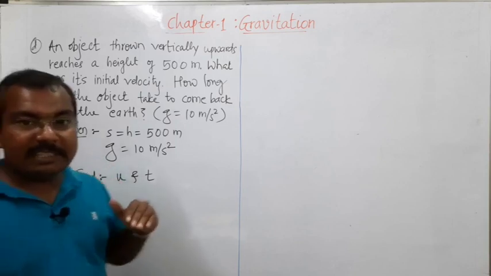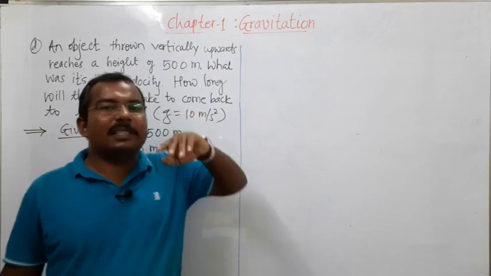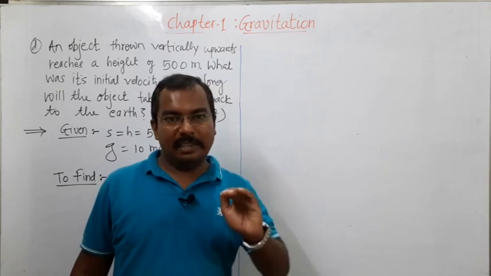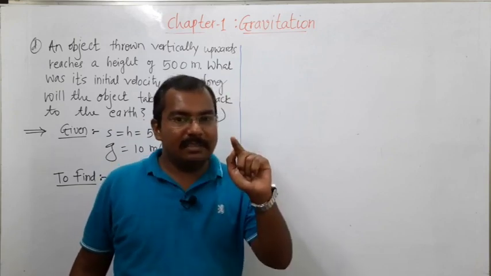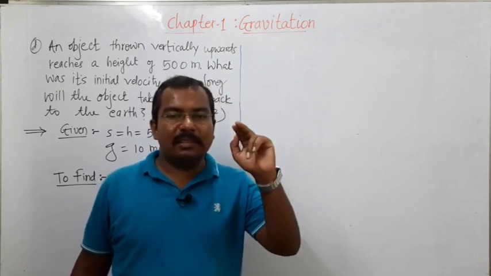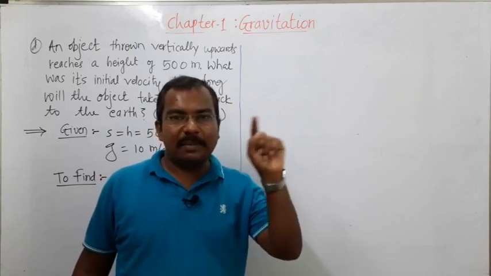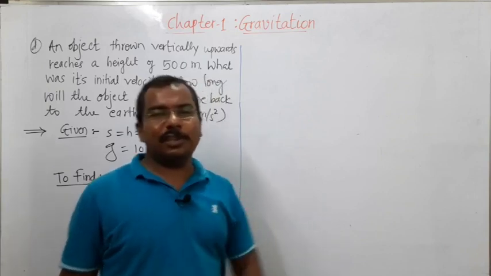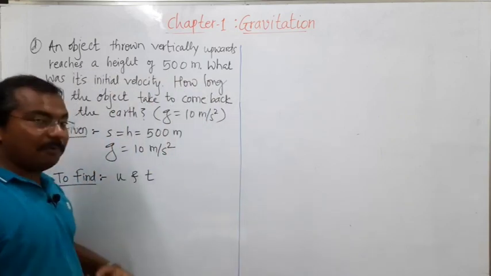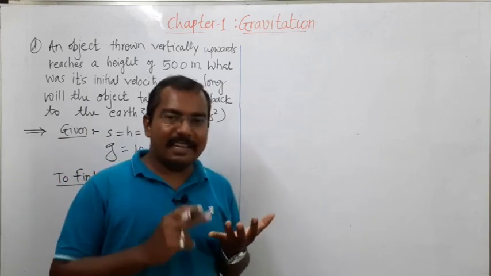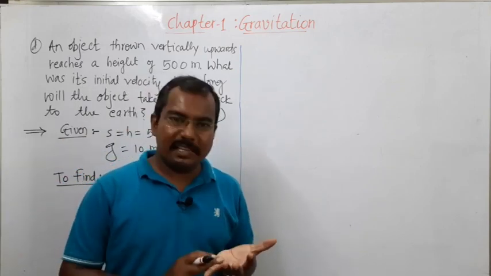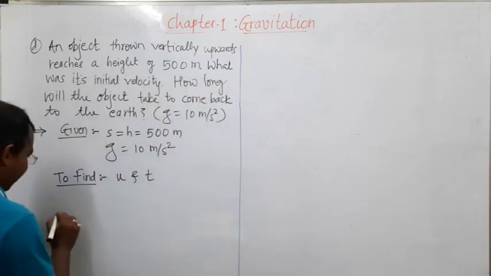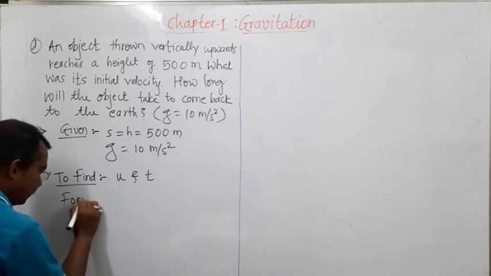When the object reaches maximum height, maximum height means here the height of 500 meter, and after reaching the height of 500 meter, its final velocity becomes 0. So v becomes 0 here. So v is also given. Okay, so what will be the formula? a is there, s is there, u is there, and v is there. You can use the third kinematical equation. The formula I will write here.